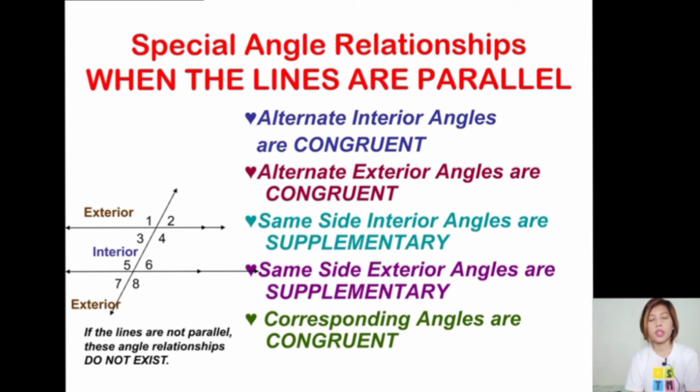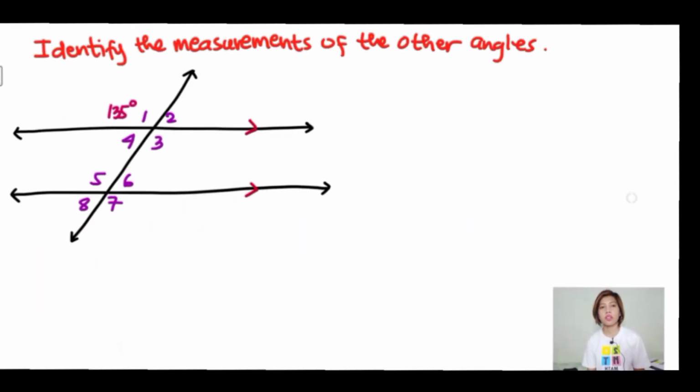Okay, so magkaroon po tayo ng activity. So let's answer this activity. Let's identify the measurements of the other angles. So gagamitin natin yung mga theorems na natutunan natin kanina. Yung alternate exterior angles are congruent, alternate interior angles are congruent, corresponding angles are congruent, and then same side interior angles are supplementary and same side exterior angles are supplementary. So, pwede din natin magamit yung natutunan natin last time, yung vertical angle theorem, wherein vertical angles are congruent. So, start na tayo.